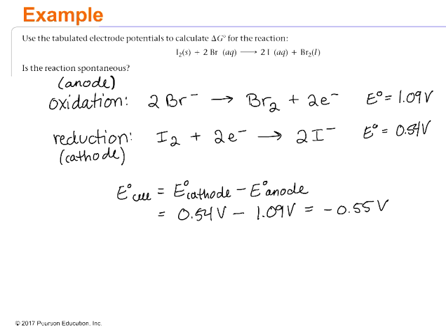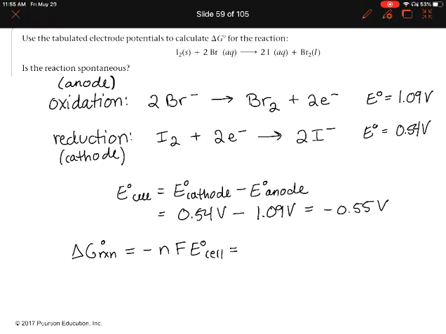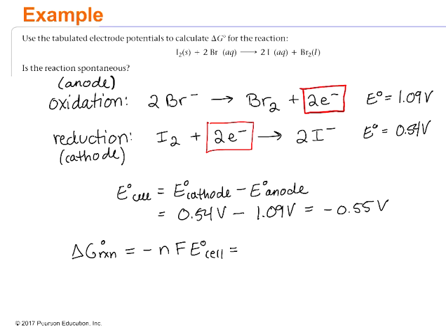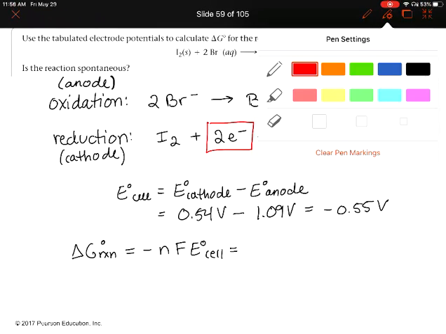All right, so let's calculate delta G. We predicted that it will be positive. Remember, it's equal to negative nFE cell, and n is the number of electrons being transferred. Looking at our half reactions above, 2 electrons are transferred and their amounts are equal, so we didn't have to do any balancing here, which is good. But sometimes you will have to balance in order to get the same number of electrons.